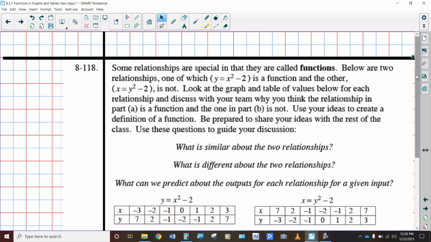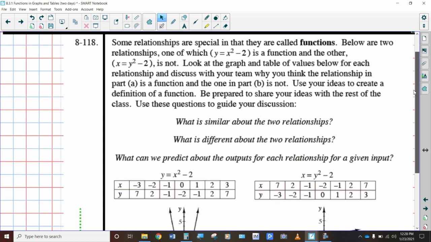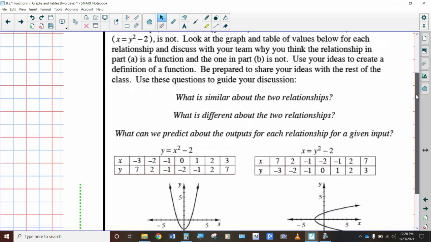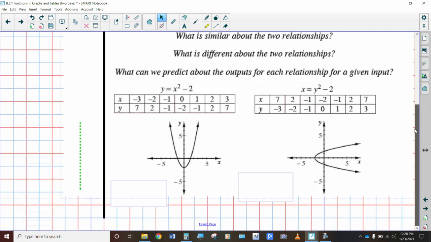And of course, you're watching this video, so you're not with your team. So, I just want you to reflect on this a little bit. Use your ideas to create a definition of a function and be prepared to share your ideas. Okay, well, I've kind of thrown that out because I've already front-loaded the definition of a function. So basically, let's just come down here and see how it works.